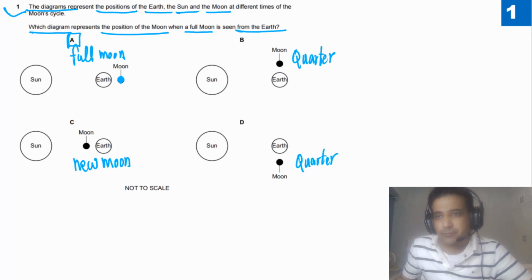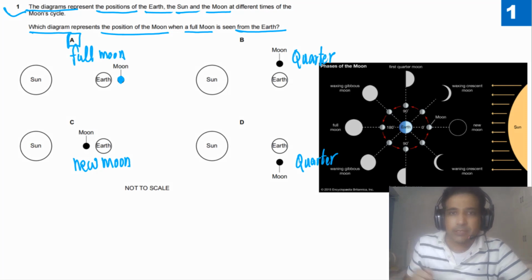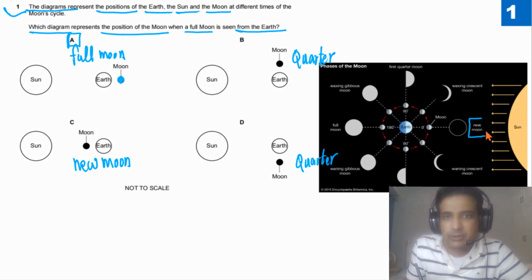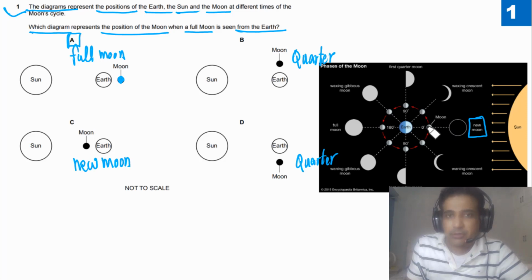Let's try to understand this one with a better diagram. In this diagram, you can see we will see the new moon when the moon is between the Sun and our planet. We see the new moon because only one side of the moon has light, and there is no light on this side, so we will see no moon. And we will see the full moon when Earth is between the Sun and the Moon, so light rays reflect from this surface and we will see the full moon.